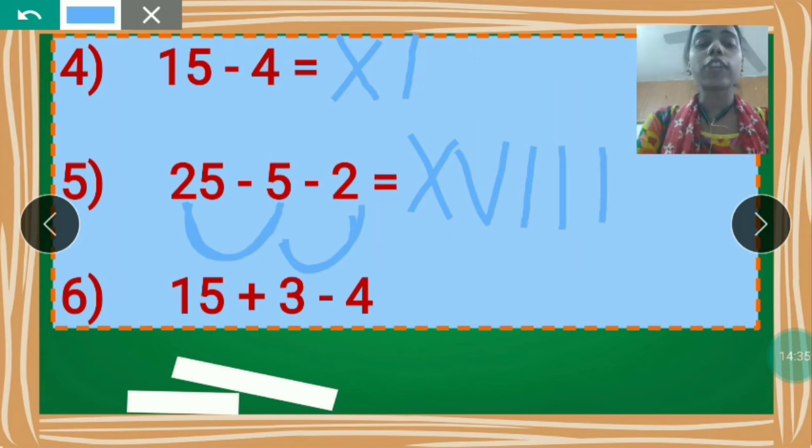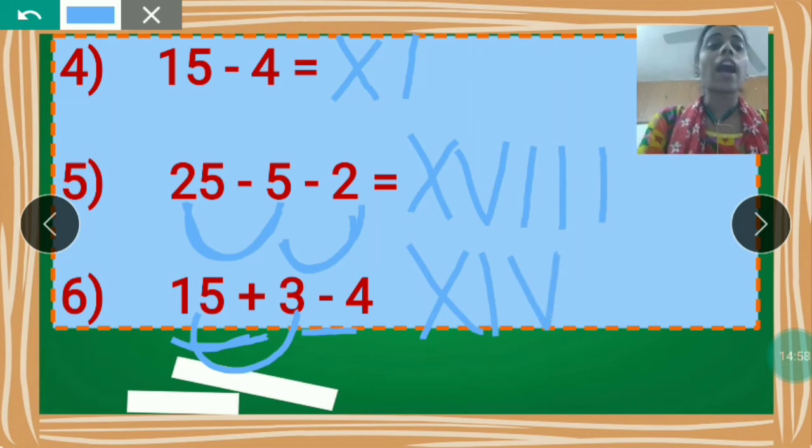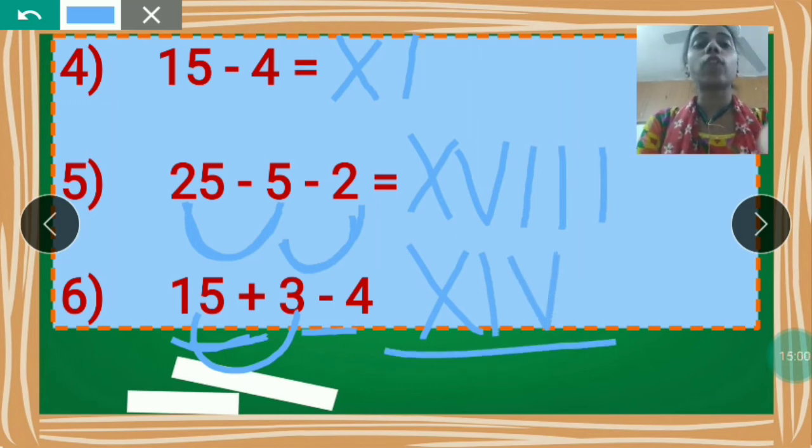Now, the next question. Here, students, addition is also there and subtraction is also there. Both are there. First of all, let's add here. So, 15 plus 3, 16, 17, 18. Now, 18 minus 4, subtract 4 from 18. How much will come? 14 will come. So, write down here 14. So, how will I write? 10 plus 4. So, it will be X, I and V. So, it will be 14 there.